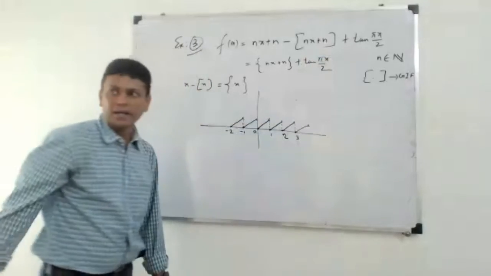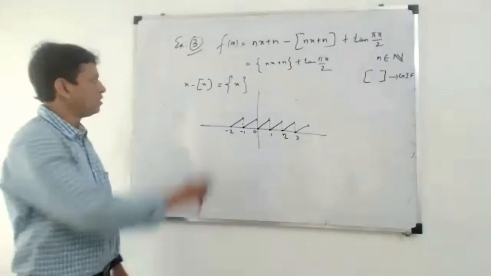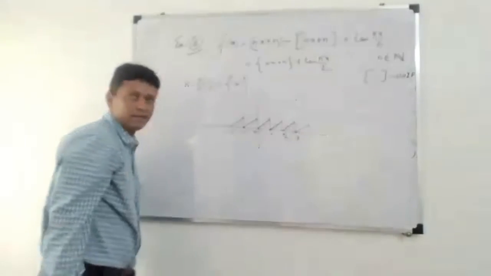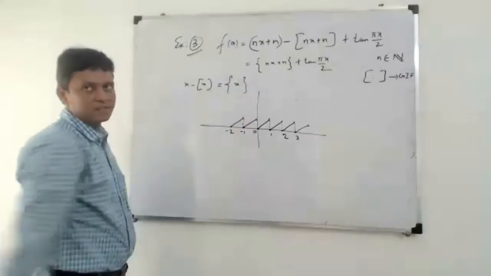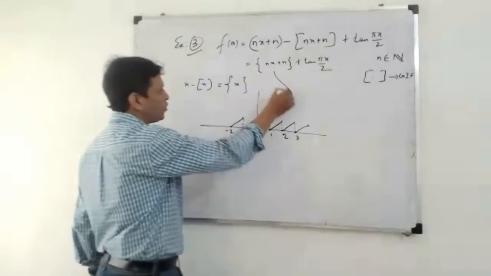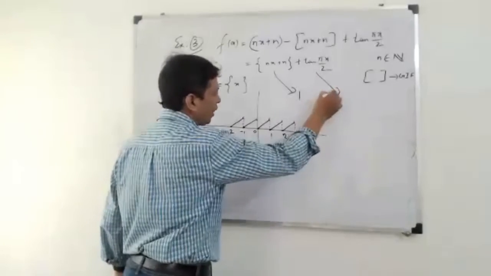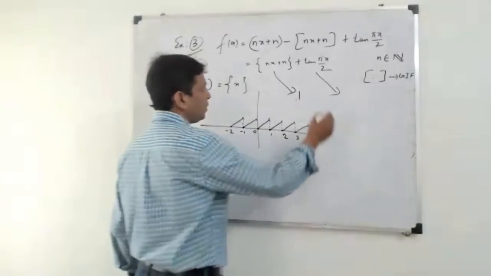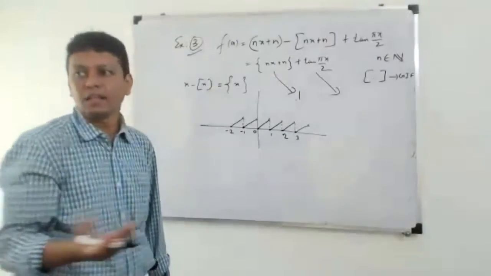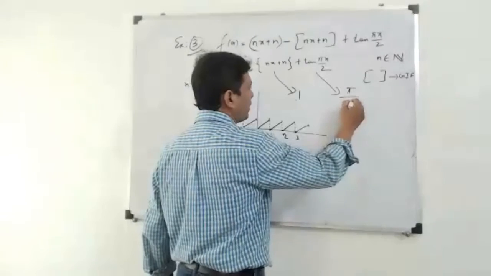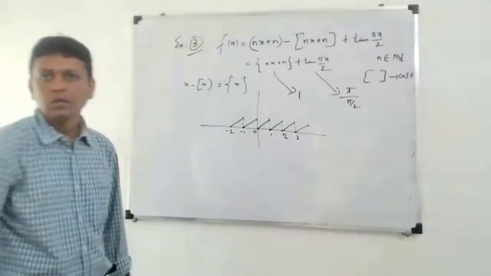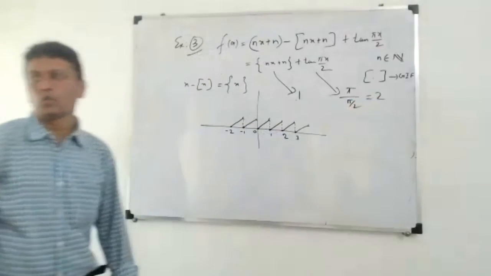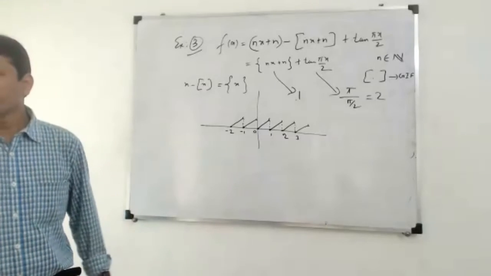Am I clear? Understood? Suppose x is replaced by nx plus n. So this is fractional part of x, and this is periodicity 1. What about this one? Tan x. What is the period of tan x? Pi, and pi over pi by 2 is going to be 2. What is the LCM of 1 and 2? 2. So 2 is the answer, please write the explanation.